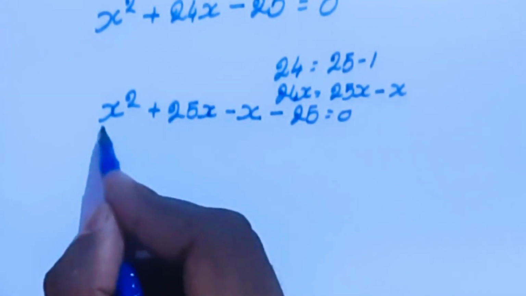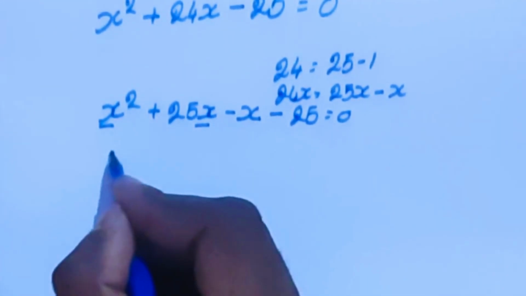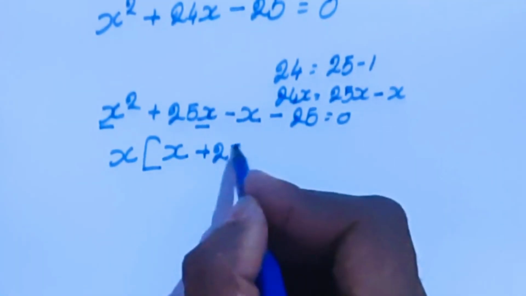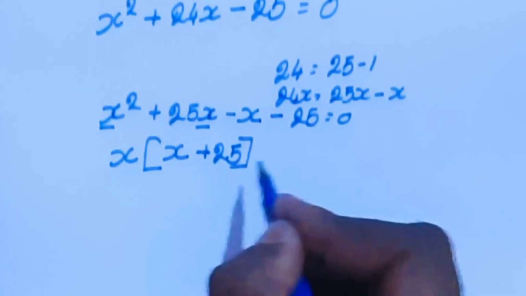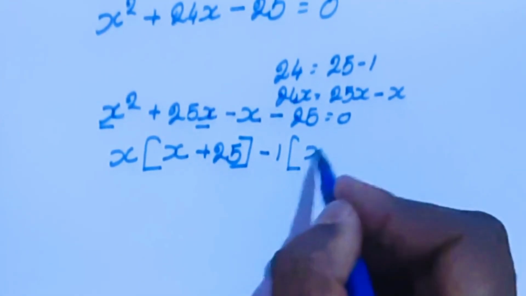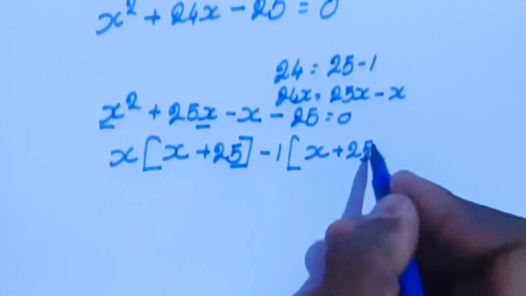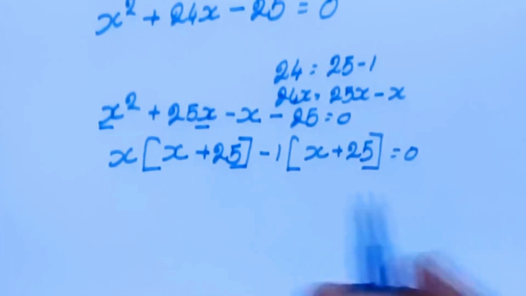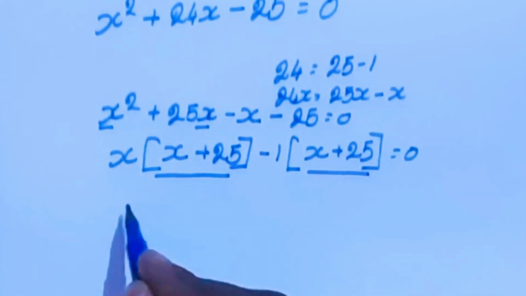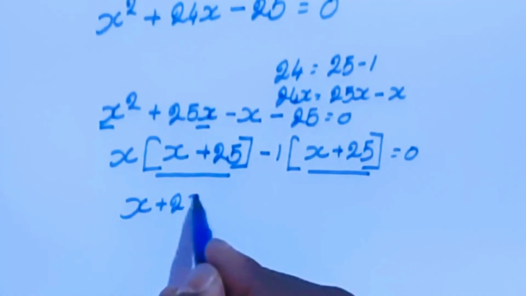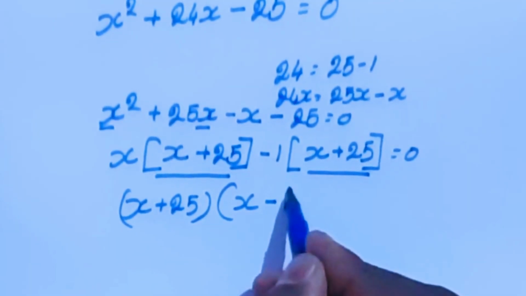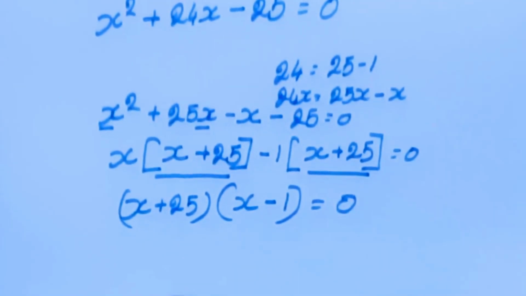Now we are going to take x common from this. So x(x + 25). Here we are going to take minus 1 common, so −1(x + 25) = 0. Now we are going to take (x + 25) common. So (x + 25), and here we have remaining (x − 1) equal to 0.